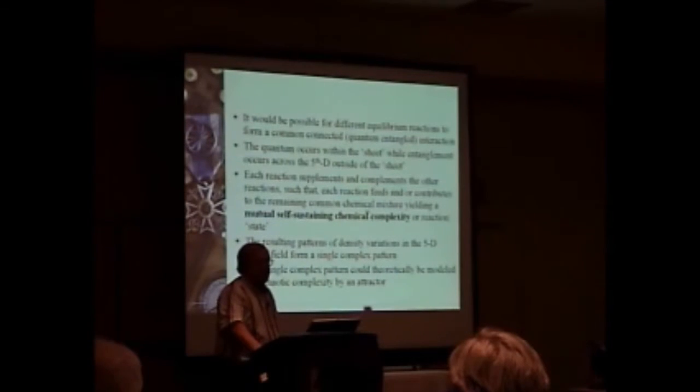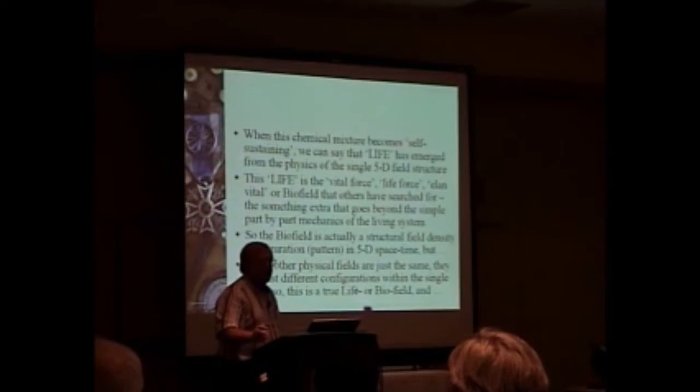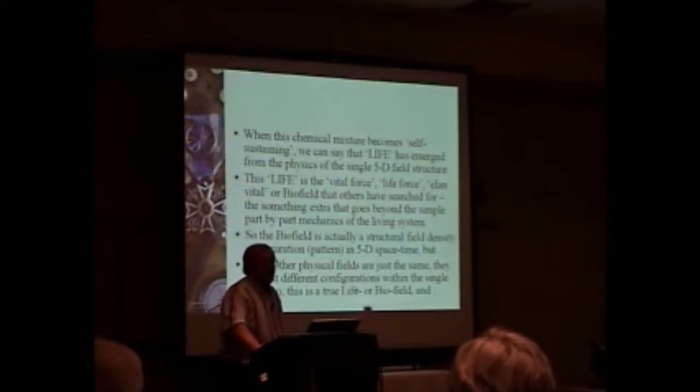Each reaction supplements and complements the other reaction, such that each reaction feeds and/or contributes energy to the remaining common chemical mixture, yielding a mutual self-reacting chemical complexity or reaction state. The resulting pattern of density variations in the five-dimensional single field forms a single complex pattern. The single complex pattern could theoretically be modeled as a chaotic complexity by an equation called the attractor. When the chemical mixture becomes self-sustaining, and all these different equilibrium reactions act together, we can say that life has emerged from the physics of the single five-dimensional field structure.